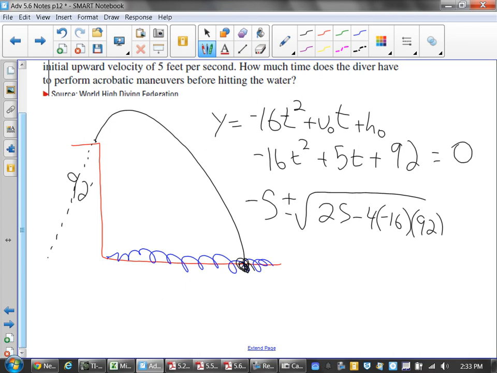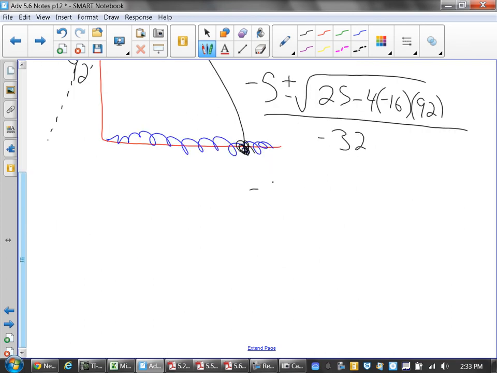That's why I got radical 25 minus 5, 88. What's minus a negative? Oh, -4. Okay. So I believe in this case, the radical becomes 5913 when you multiply that out. So here you get -5 plus or minus the square root of 5913 divided by -32.